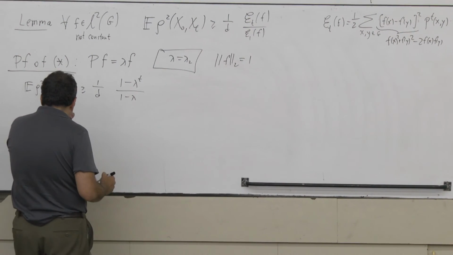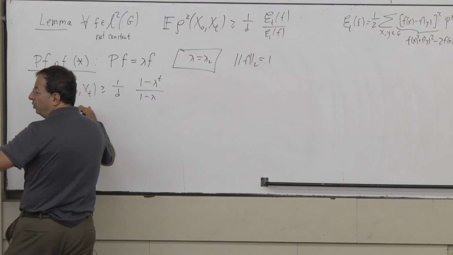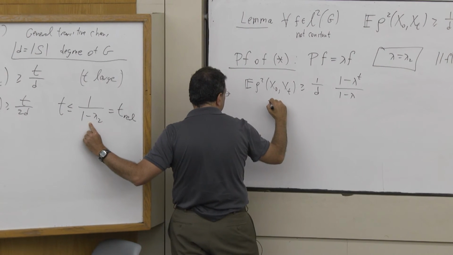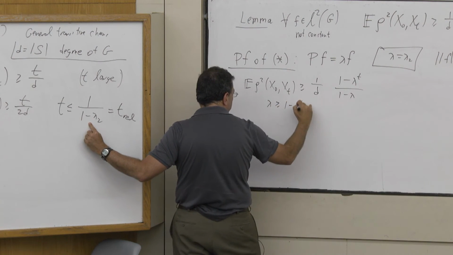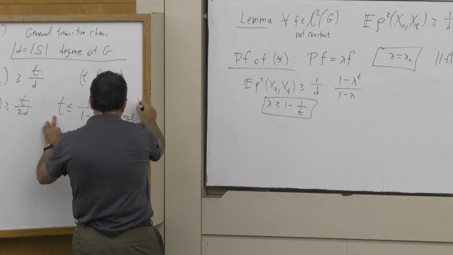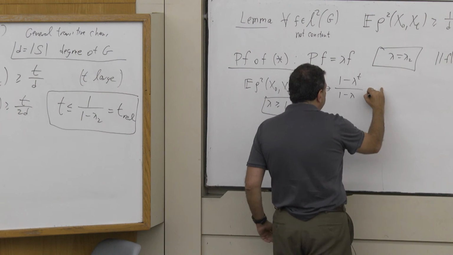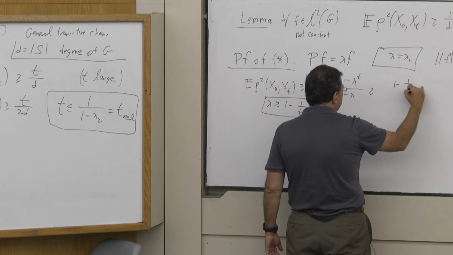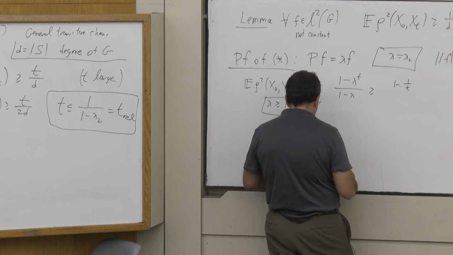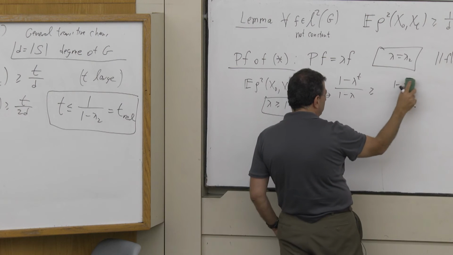Now because we assume that, so we go here, t is less than 1 over 1 minus lambda. So this means that lambda is bigger than 1 minus 1 over t. Right? That's just rewriting this assumption. So this is bigger than 1 minus 1 over t.